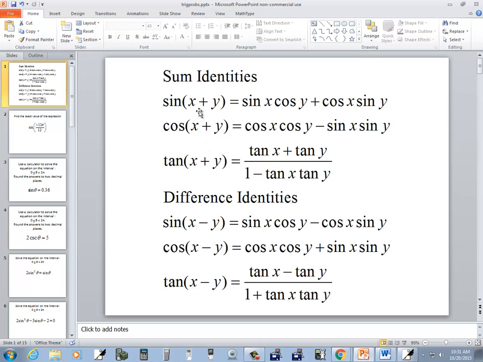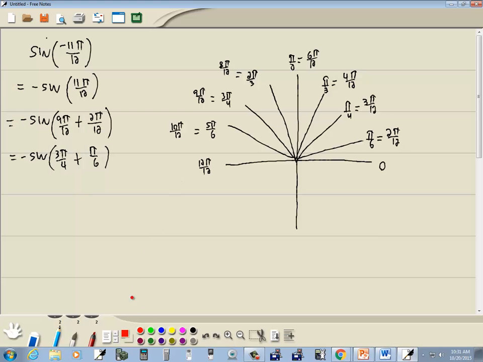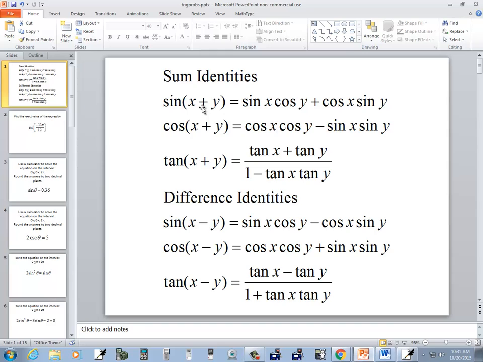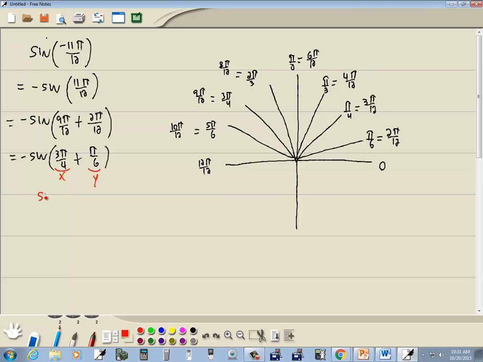Now, matching up against our formula, this would be the sum identity, the sine of x plus y. So I'm going to label this as x, and I'll label this as y. And our formula says that if you've got the sine of the sum of x and y, you rewrite it this way: sine x cosine y plus cosine x sine y. Now the negative just stays out in front. And I'll put a bracket because that negative has to affect everything.